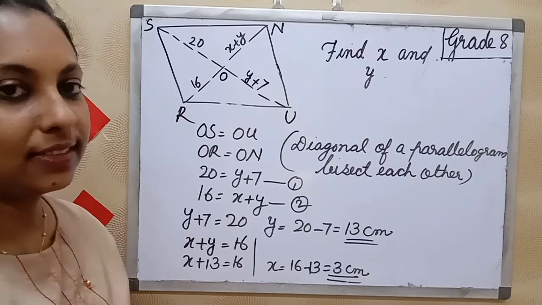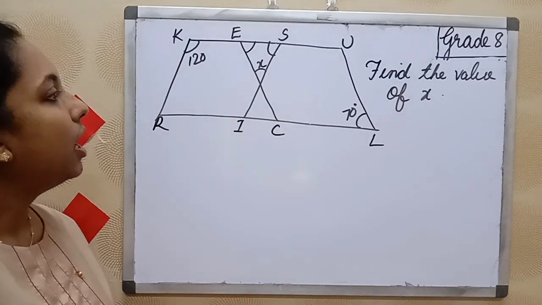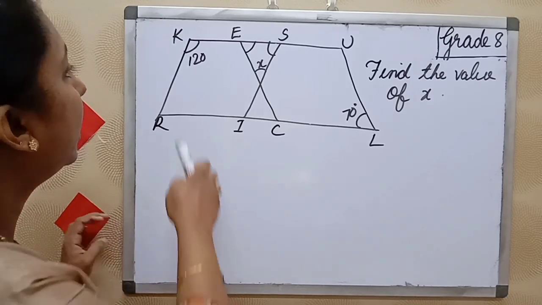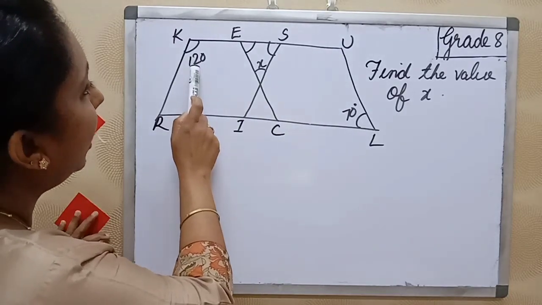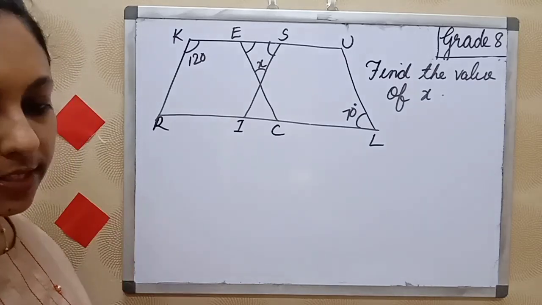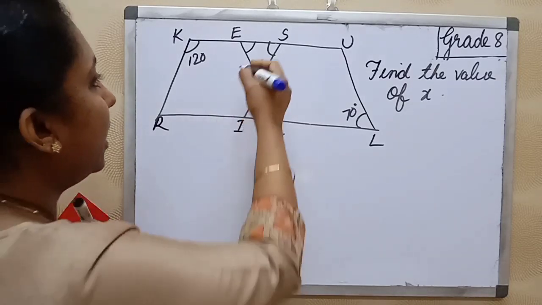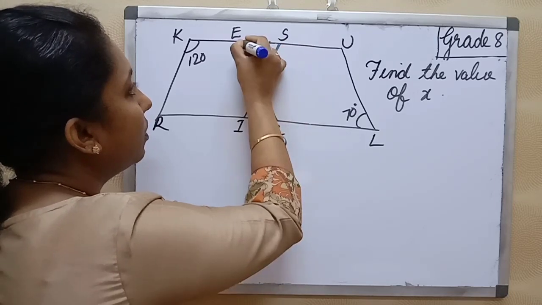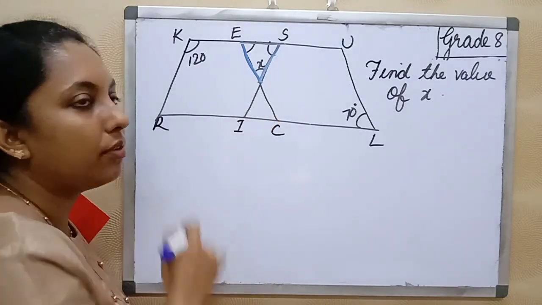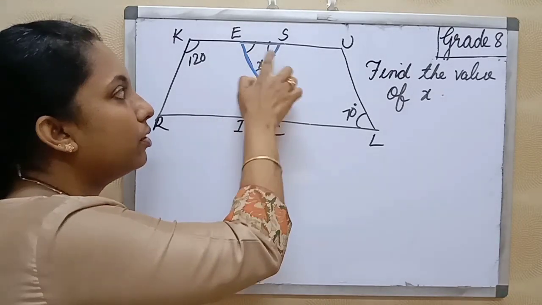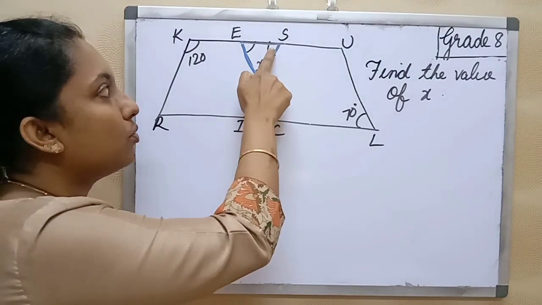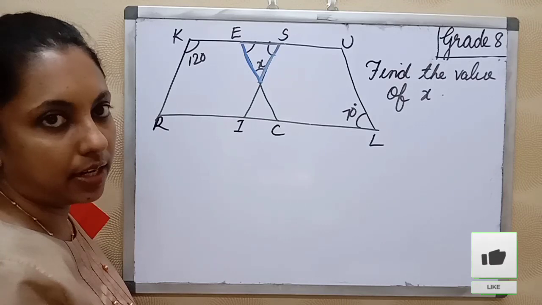Hope you all understood. Next question. The figure RLUK. Find the value of x. Two angles are given, angle K and angle L. We have to find the value of x. So consider this triangle. If we know these two angles, then we can use the angle sum property and find the value of x. But we don't know the value of these angles. So first you have to find these two angles, angle E and angle S.